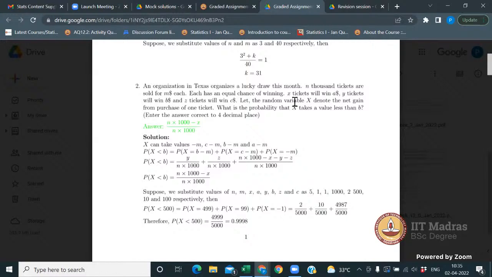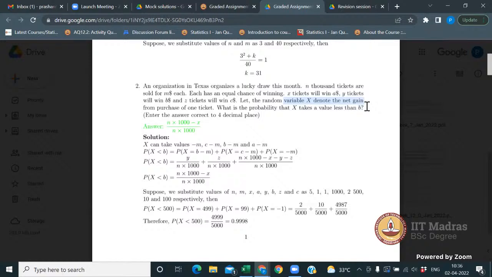Then can you tell me what will be the net gain? Suppose you are in loss, then that will be minus M. And suppose X tickets will win $A; that means it will be A minus M. For X tickets it is the $A winning, and for loss it will be minus M. Similarly for Y tickets, similarly for Z tickets. So for each one we find the net gain, because X denotes the net gain, not profit.